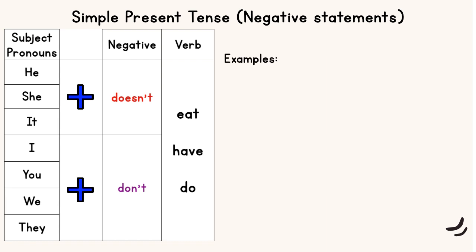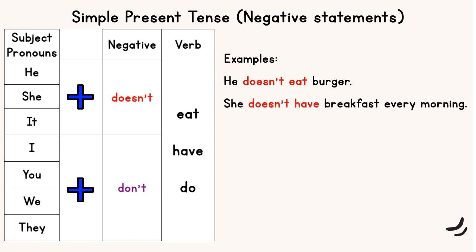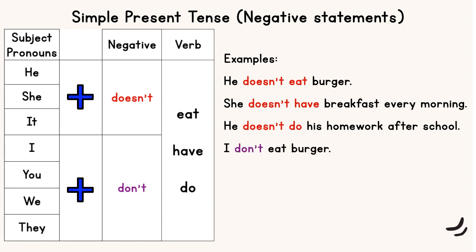Okay, let us look at some of the examples. Okay, some examples. Okay, he doesn't eat burger. Okay, kita tak boleh cakap he doesn't eats burger. No. She doesn't have breakfast every morning. Okay, kita tak boleh sebut she doesn't has. Okay, mesti guna have. She doesn't have breakfast. Use the verb in base form, right? Or he doesn't do his homework after school. Okay, tak boleh cakap he doesn't does. Mesti he doesn't do.